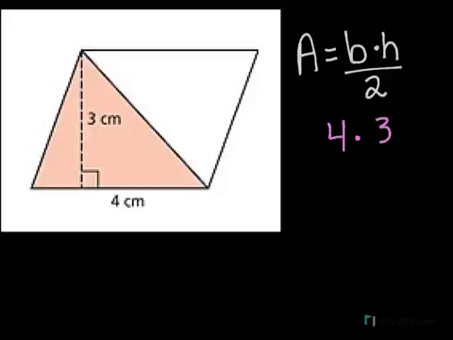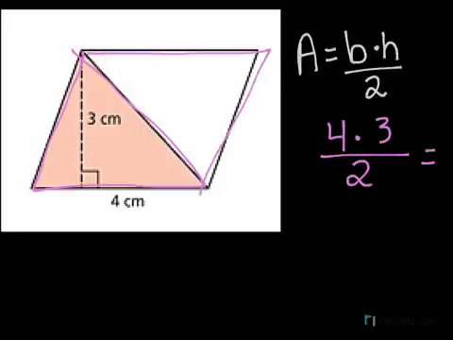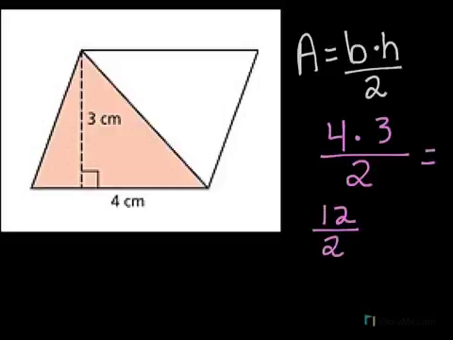From the formula, I know it's base times height divided by 2. We're dividing by 2 because we know 2 triangles make up a parallelogram. So I know 4 times 3 is 12, and 12 divided by 2 is 6.